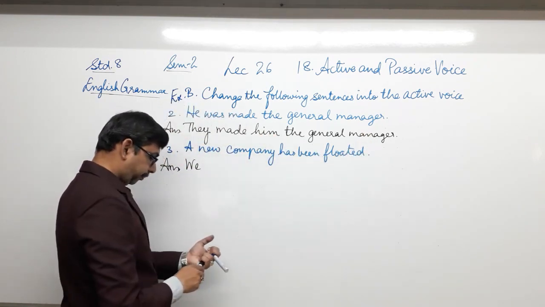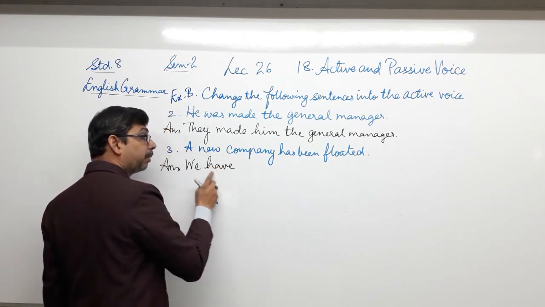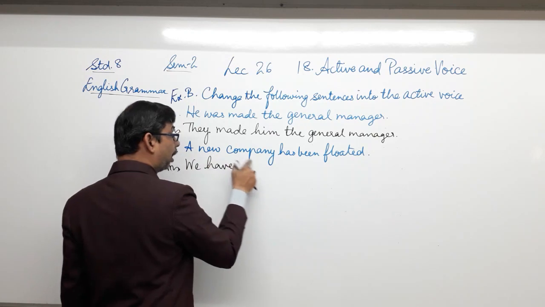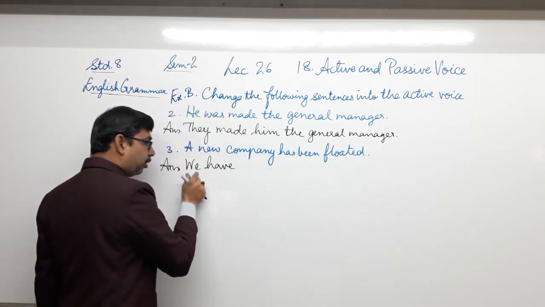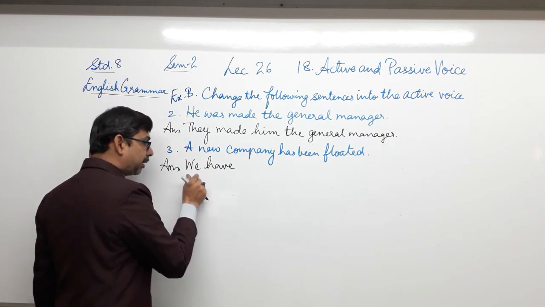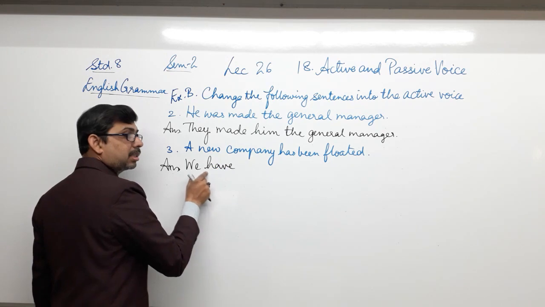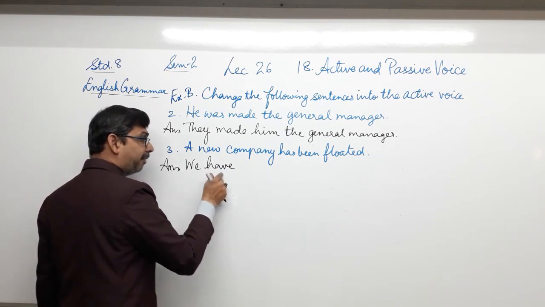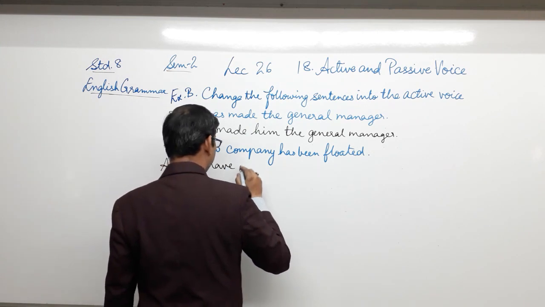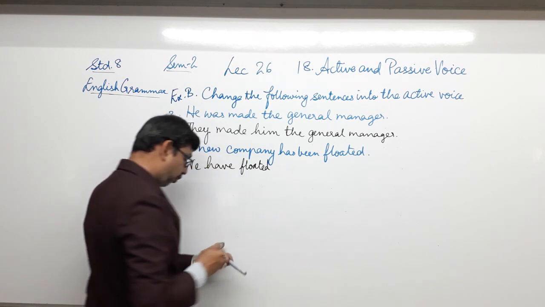We have. So why am I writing have over here? Because here the subject, a new company, was singular, whereas the by us, which is now changed to we, has become plural. So here the subject is plural. Hence I have to agree with its subject and the verb. So the subject verb agreement says we have floated. So you can very well see what we are using over here.